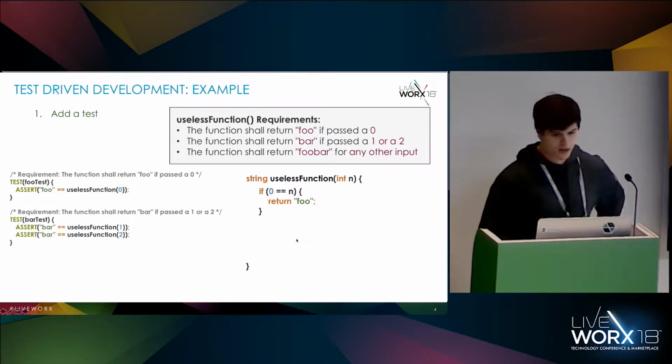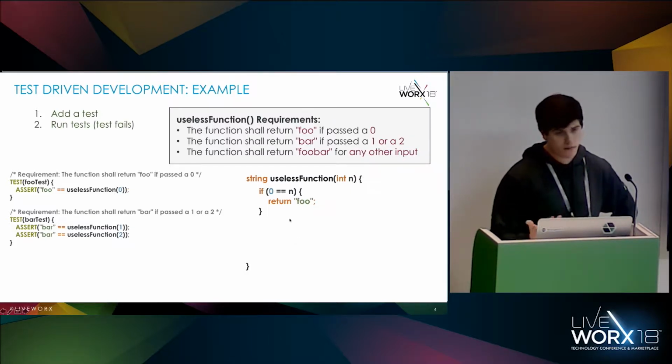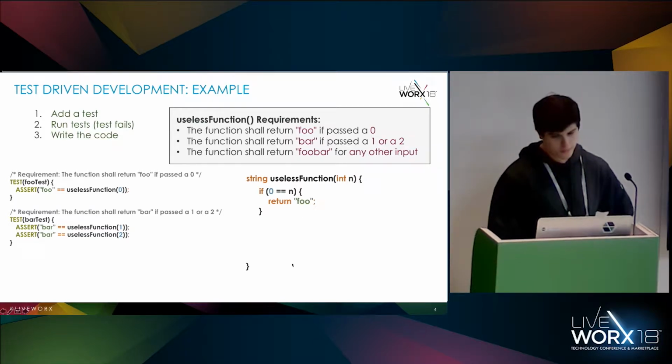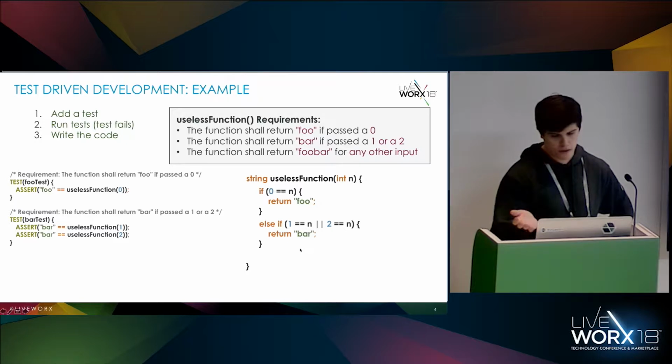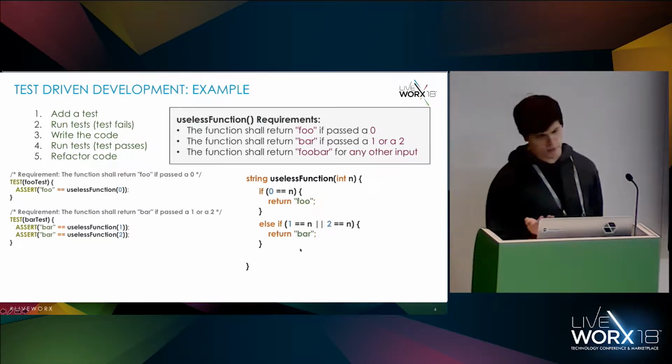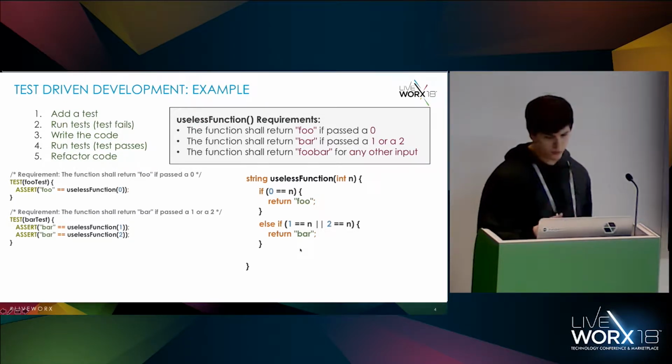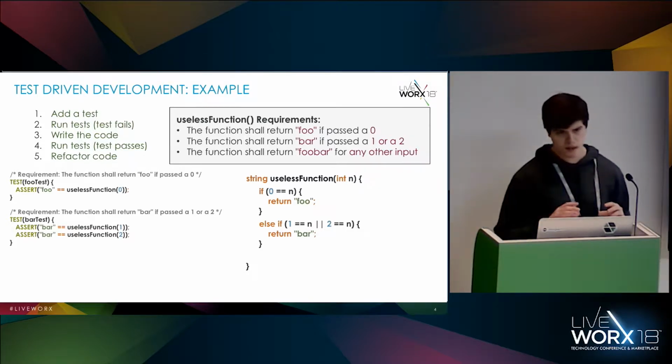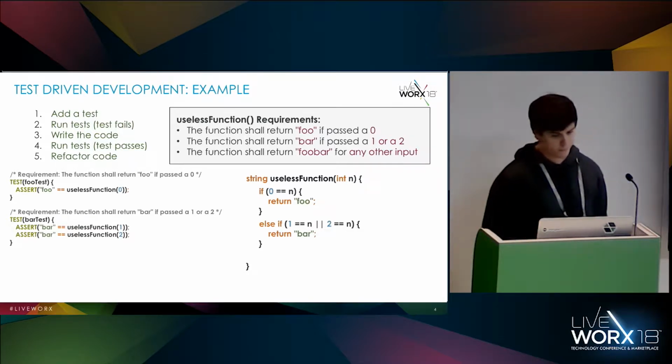So here's our next test that we assert that we get bar if we pass 1 or 2 into useless function. We run our tests. It fails once more since we haven't implemented the actual code to pass this test. Write the code. Here it is. If n is 1 or 2, we return bar. And we run our test. This time it passes once again. Refactor the code. This example is so simple, there's really nothing to clean up here, but normally you would go back through and make sure everything is neatly organized, right?